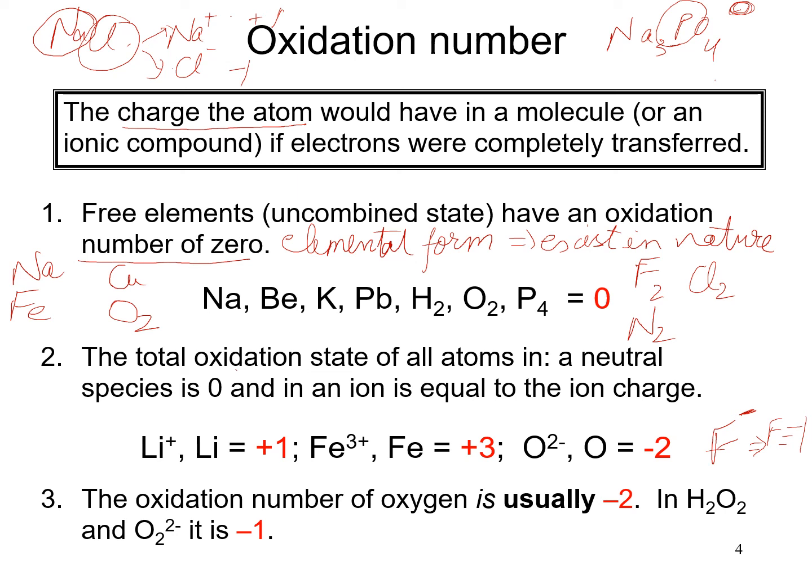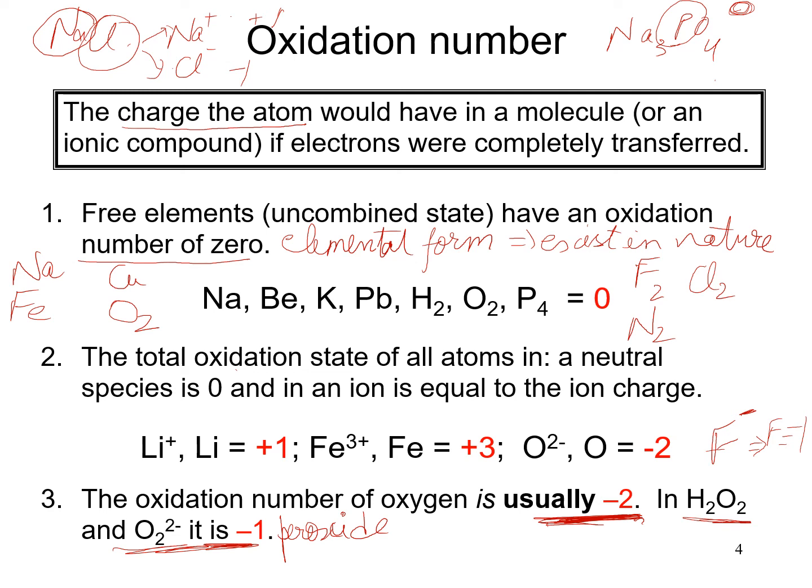The oxidation number of oxygen is usually -2. So in most compounds, if oxygen is present, regard it as -2, except if it's a peroxide. If the name says peroxide, that means the oxidation number of oxygen in that case is -1. Otherwise, it's always -2. Most of the time it's -2. An example is H2O2. The oxidation number is going to be -1. H2O2 is hydrogen peroxide, meaning its oxygen would be -1. Most of the time it's -2.